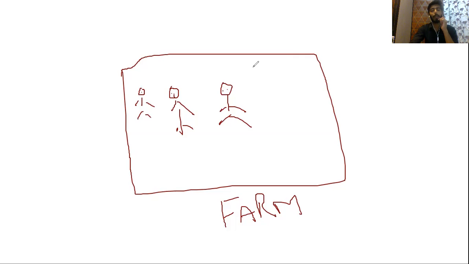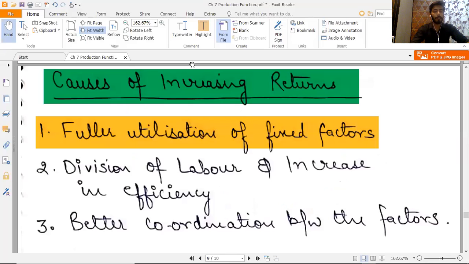Because if only one labor is working, the land is not being fully utilized. Your production capacity remains unutilized. So you need to increase variable factors in order to utilize your full production capacity. Now, what is the second point? The second point is division of labor and increase in efficiency.